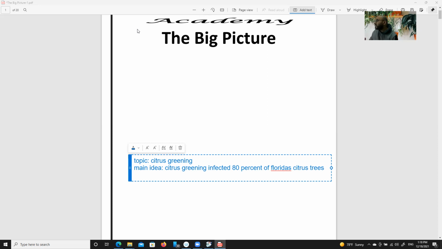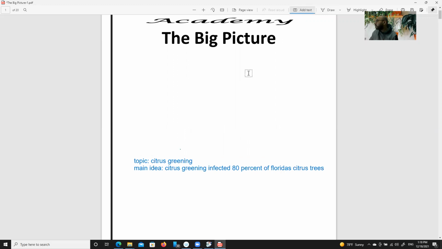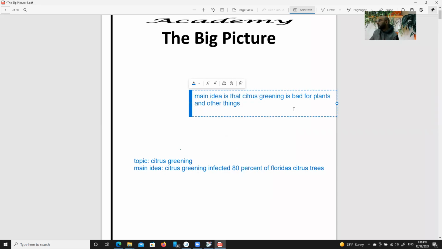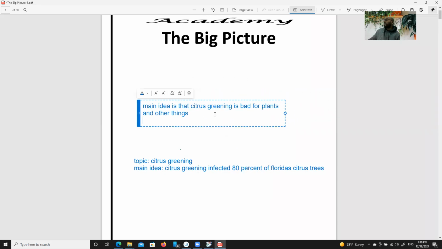So Omar Afat's answer. Omar says that the topic is citrus greening, and this is the main point. Let's judge it, evaluate. Main idea is that citrus greening is bad for plants and other things. Okay, that is good actually. While I don't like other things at all, because that is general as well. You can just mention the aspects, the things, in brief. That's it. Well, thank you so much, guys.